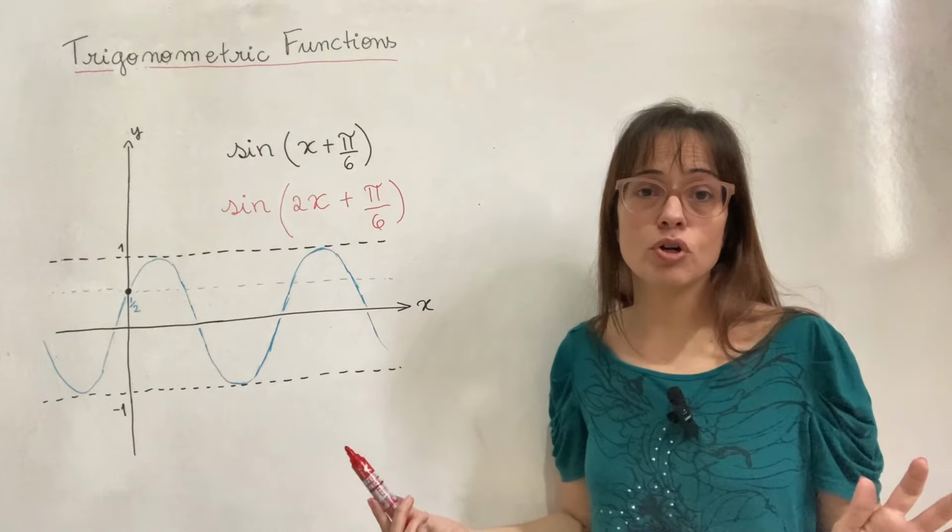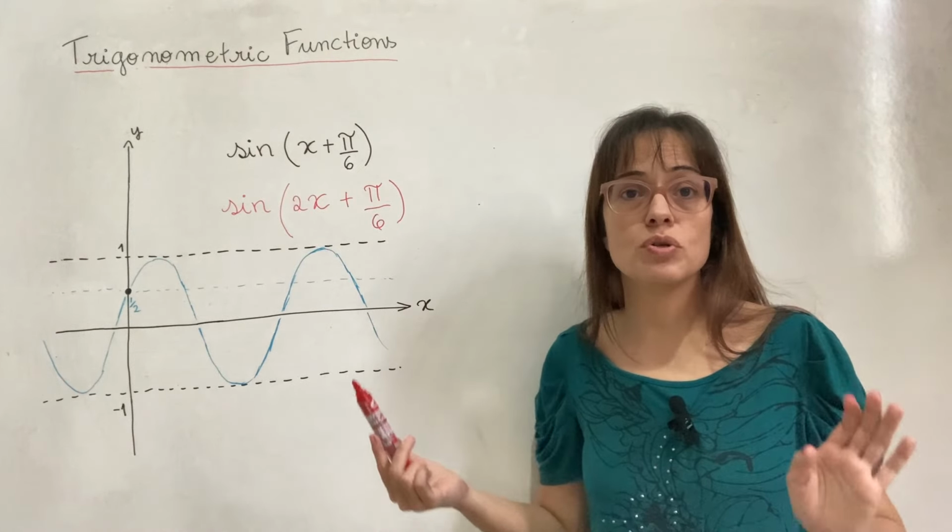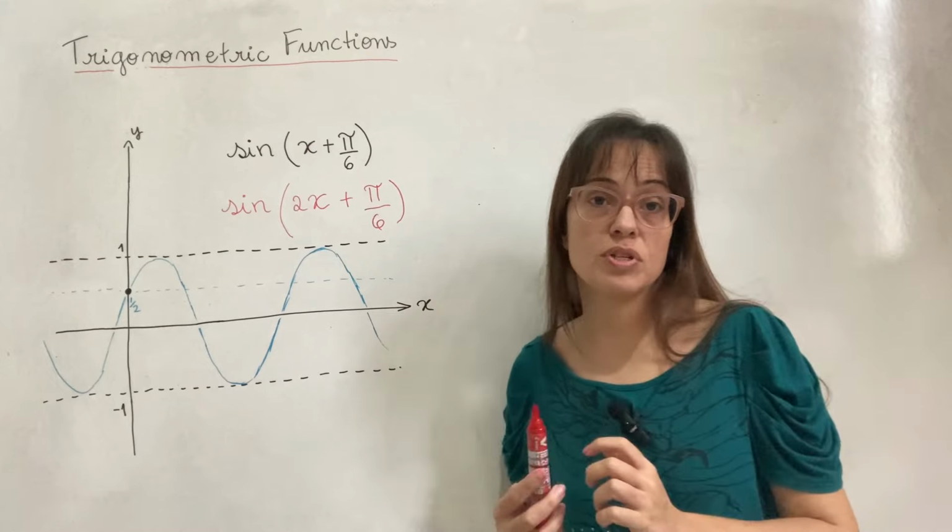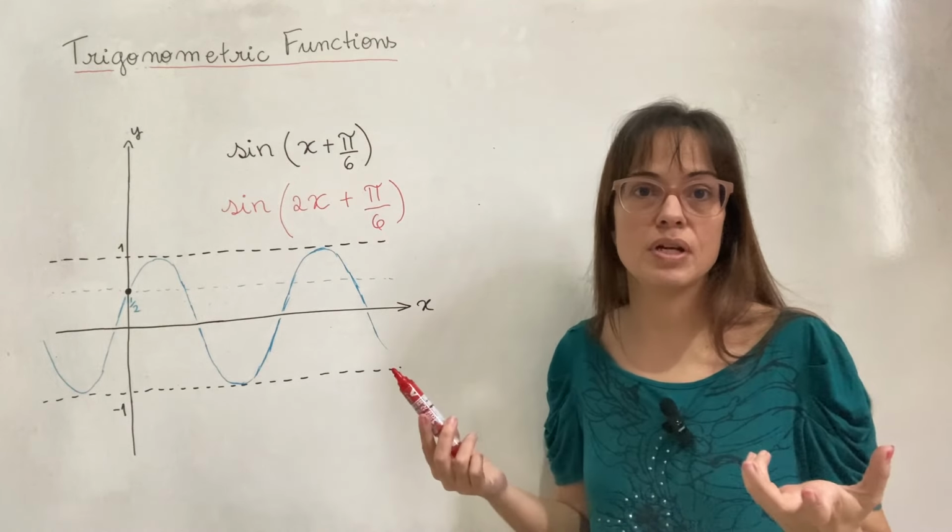It gets even more confusing when you want to do a horizontal stretch and a horizontal translation on the same function, like this red one that I'm about to draw.